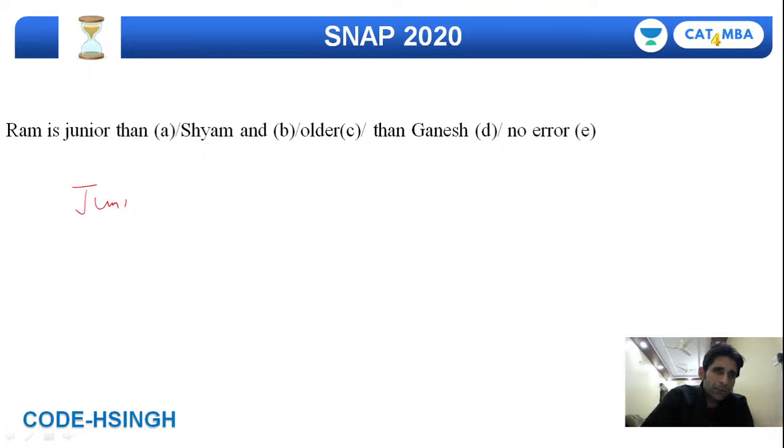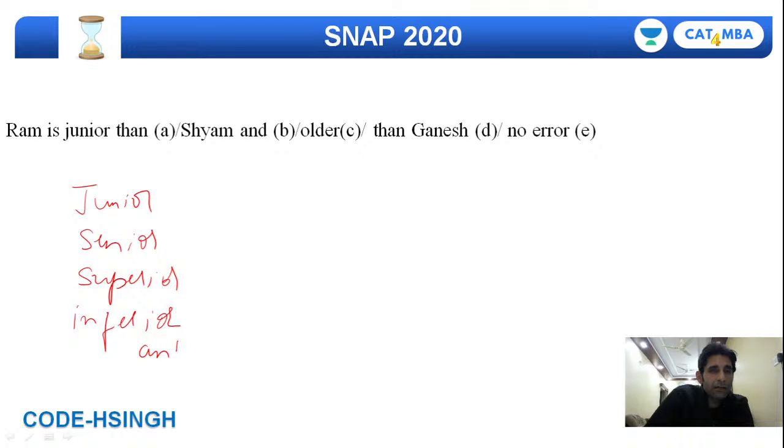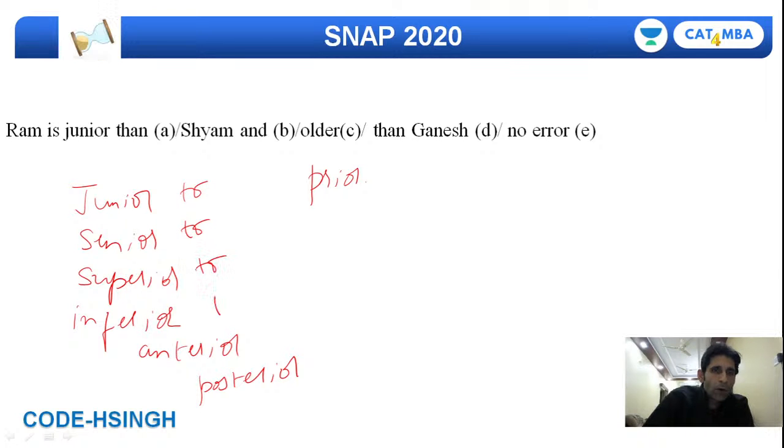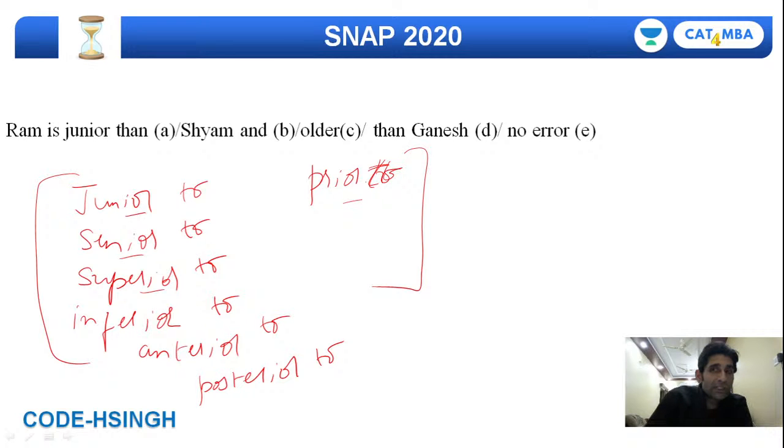When you use these terms, junior, senior, superior, inferior, just keep these terms in mind. Anterior, posterior, and one more, prior. Whenever you do comparison with these terms, always use the preposition to. Never use than with it. Whenever you want to compare two things and you want to use these terms, always remember that you have to use preposition to, than is not allowed.